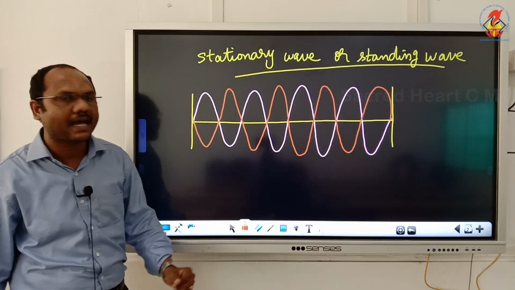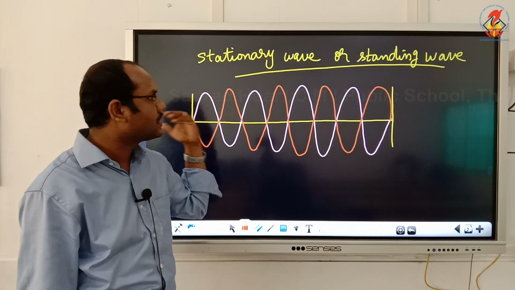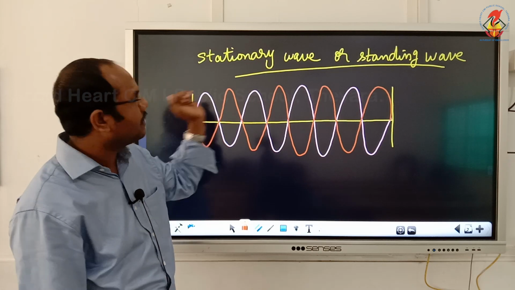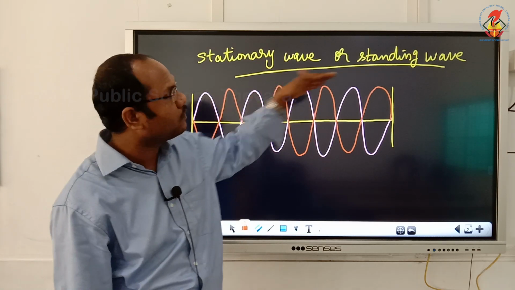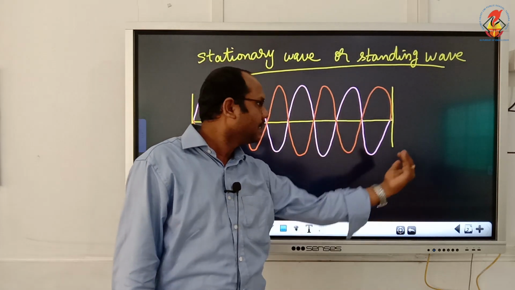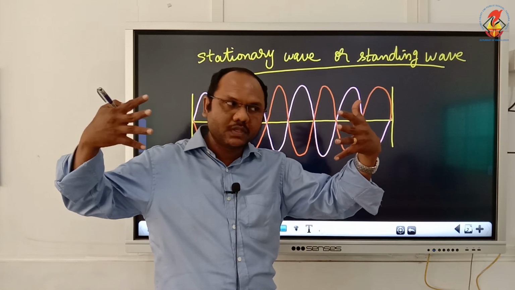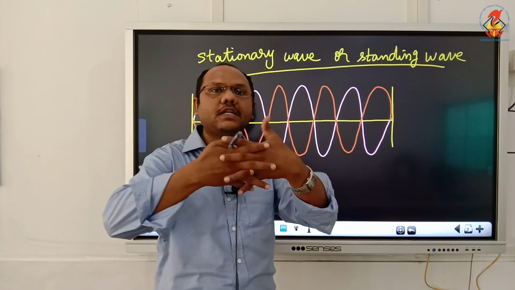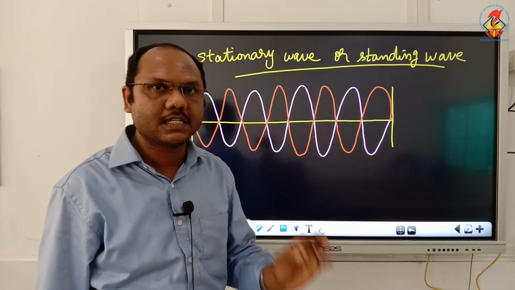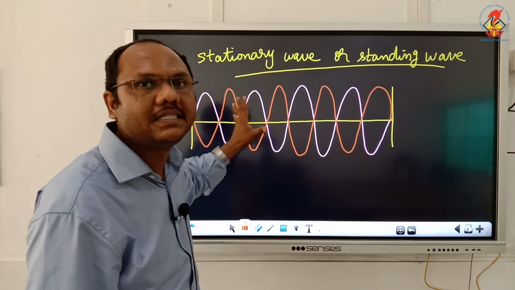One wave is traveling in the forward direction, and the orange color that I marked, that wave is traveling in the backward direction. The wave traveling forward is carrying energy towards that side, and the wave traveling backward is coming towards the opposite side. So the energy of both the waves joins together, and the total energy transport is 0. Understood? You will get a pattern like this. This is called a stationary wave.